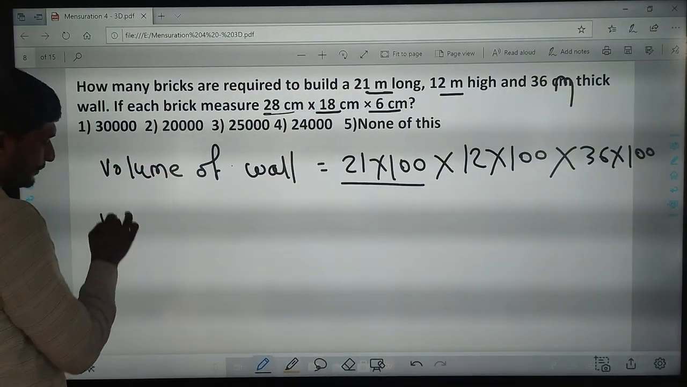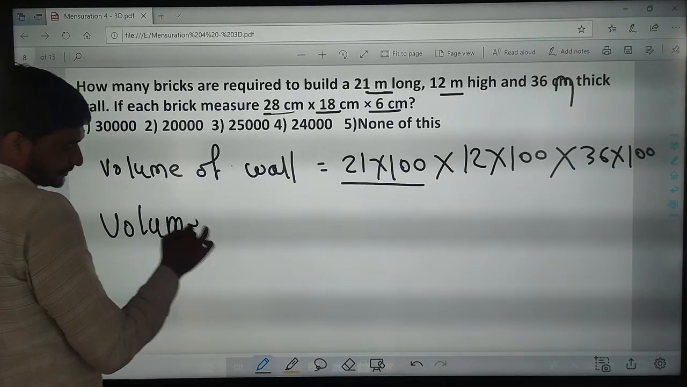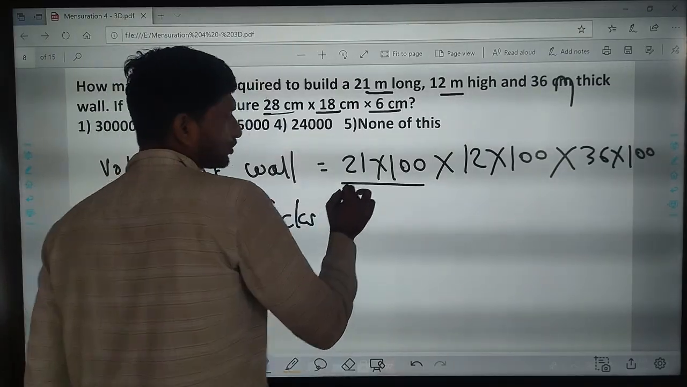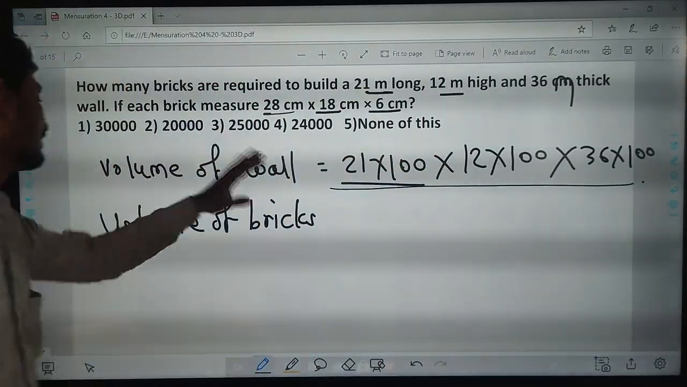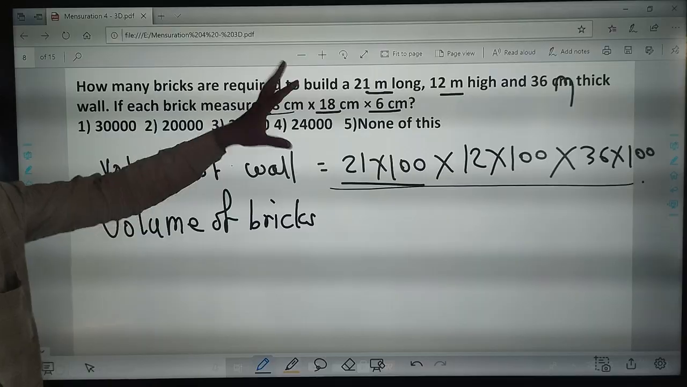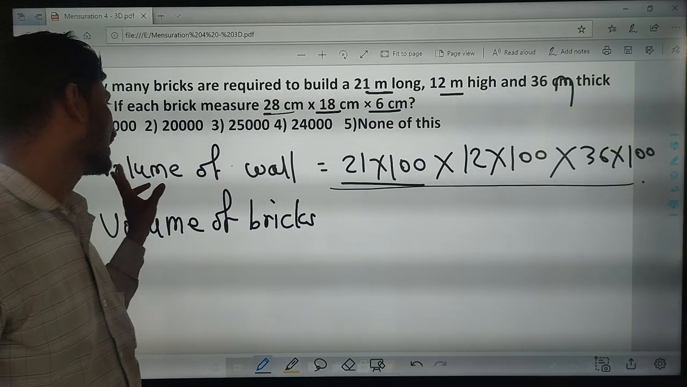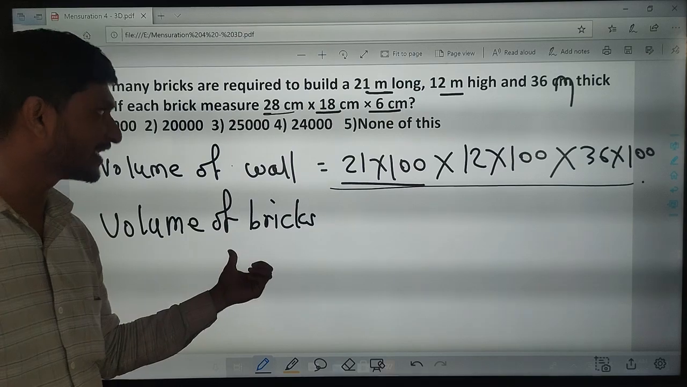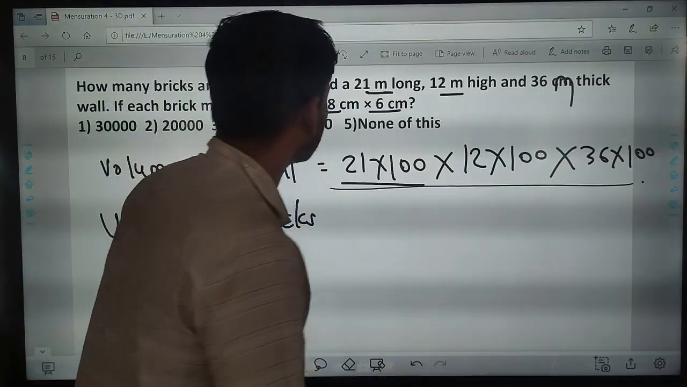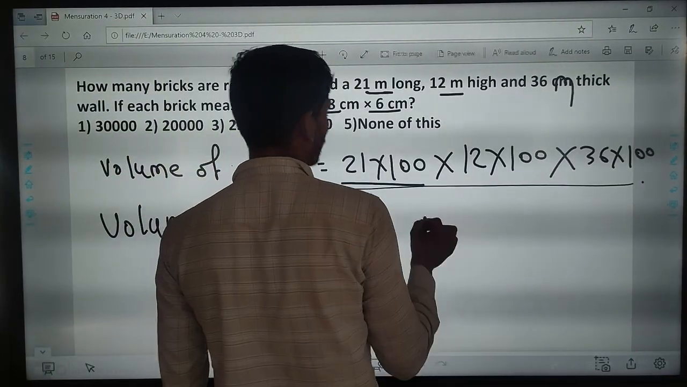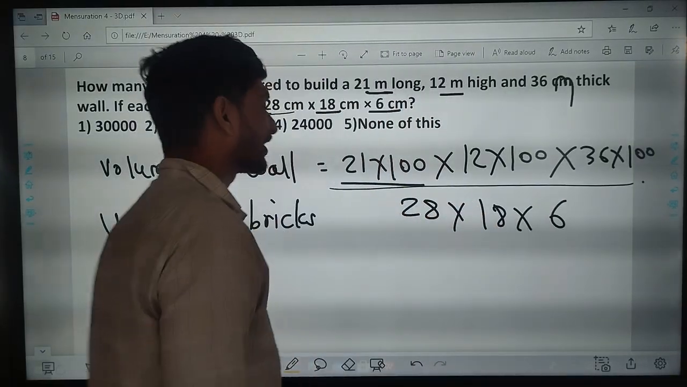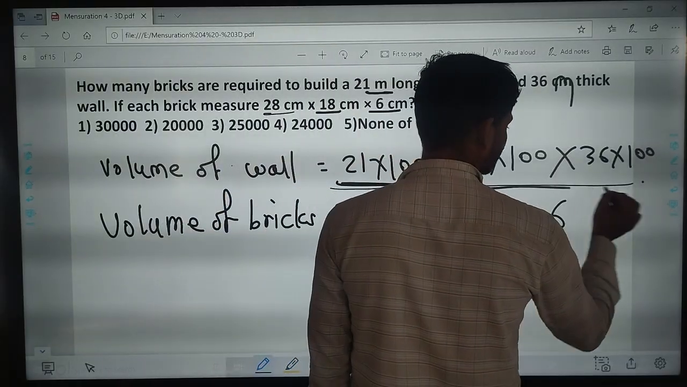Then we find the volume of bricks. We divide the volume of the wall by the volume of bricks, and then we get the total quantity of bricks required to build the wall. Now here in centimeters, the brick is 28 into 18 into 6. Now we do the division of this.